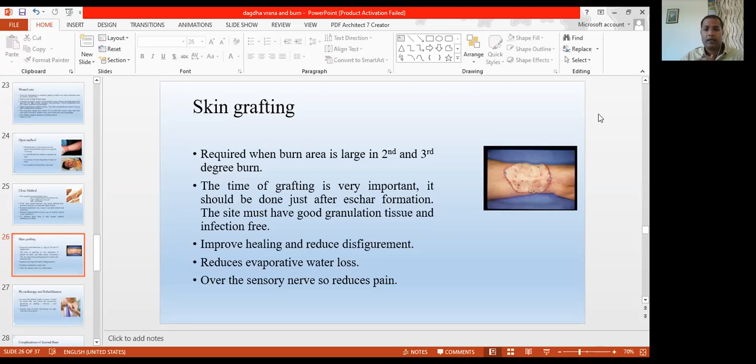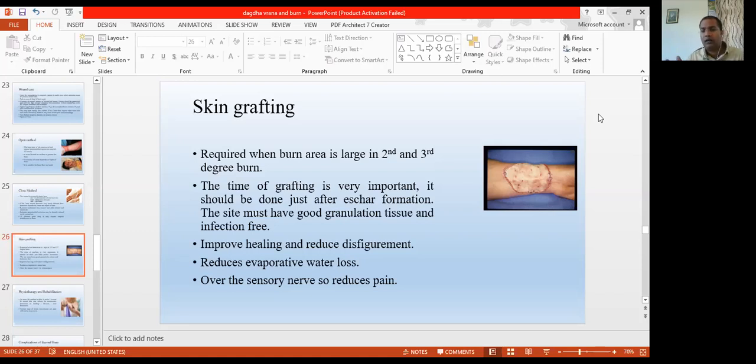Okay, so when the wound looks healthy, looks pink, with very good granulation, at that time only you take the skin graft from another body part, from the thighs, from the back, or from the abdomen. There is a skin grafting knife used for this. With this knife you can just peel out the skin.